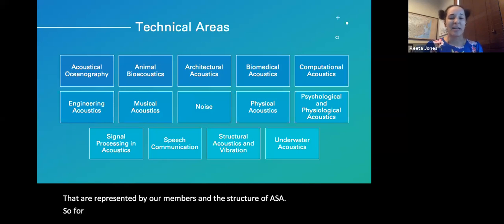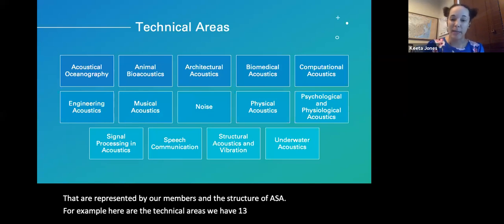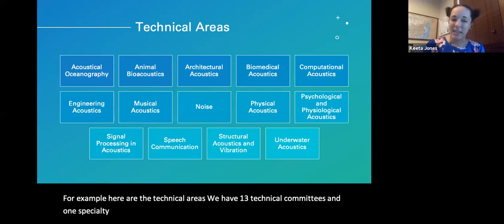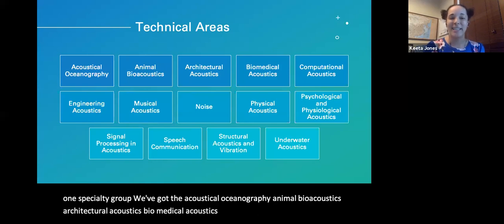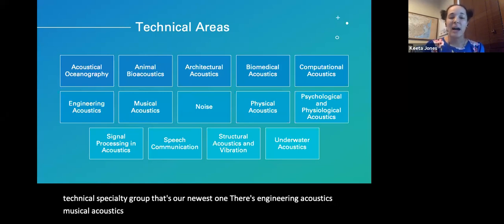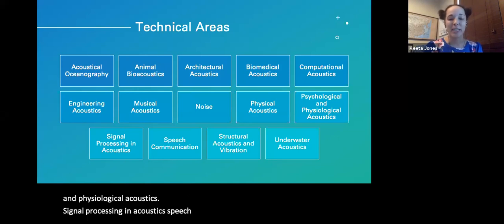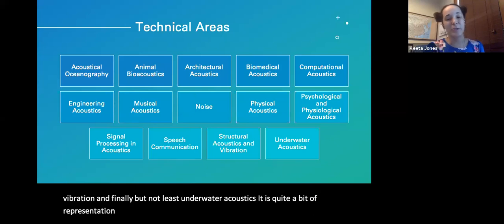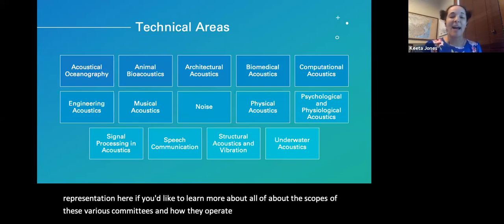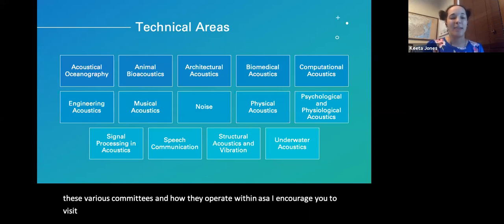For example, here are the technical areas. We have 13 technical committees and 1 specialty group. We've got acoustical oceanography, animal bioacoustics, architectural acoustics, biomedical acoustics, computational acoustics, that's the technical specialty group, our newest one. There's engineering acoustics, musical acoustics, noise, physical acoustics, psychological and physiological acoustics, signal processing in acoustics, speech communication, structural acoustics and vibration, and finally, but not least, underwater acoustics. It is quite a bit of representation here. If you'd like to learn more about the scopes of these various committees and how they operate within ASA, I encourage you to visit acousticalsociety.org, and there you can see all of the websites and visit all of the technical committees if you'd like.